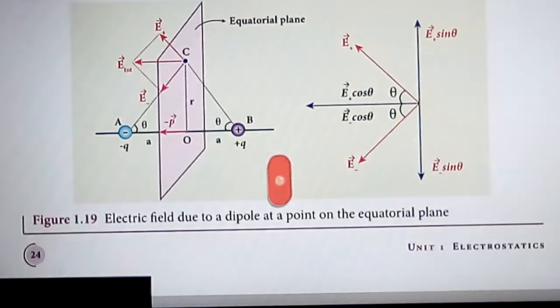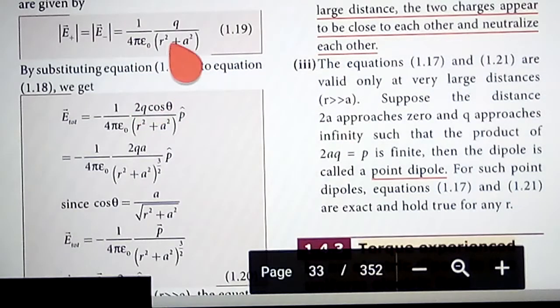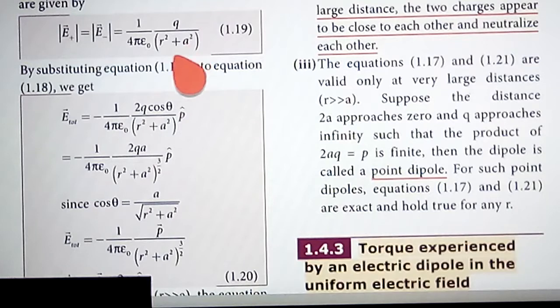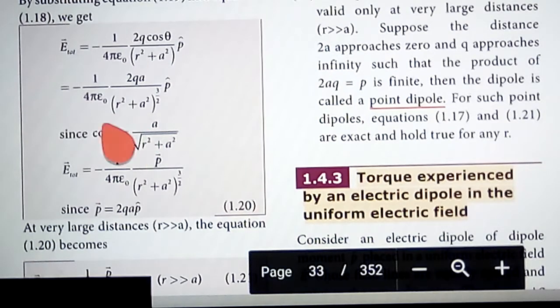Now the expression for the total electric field: E plus equals E minus, that will be equal to 1 by 4 pi epsilon naught q by r square plus a square. So we have to calculate what will be the total electric field by substituting the equations.